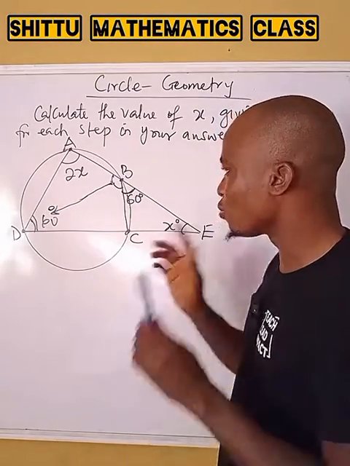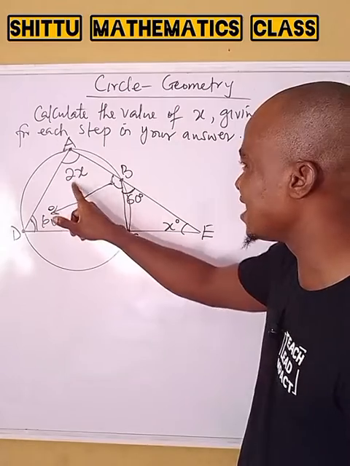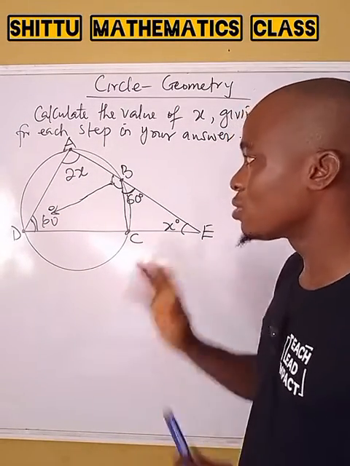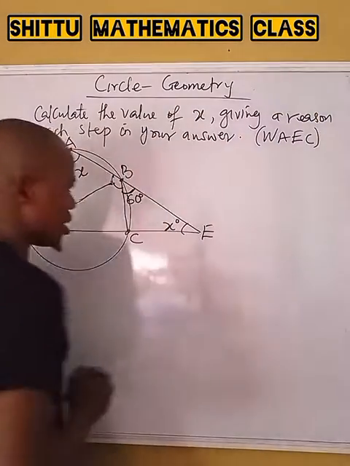Are you getting what I'm doing now? The next thing you are going to do is add this and this together, and you have your value of x. Now let me quickly write it down and see.